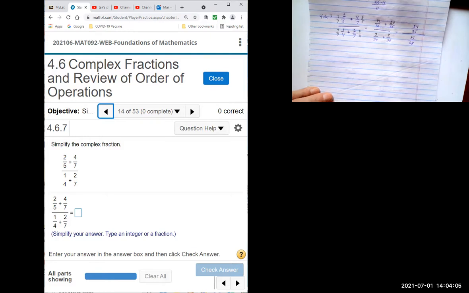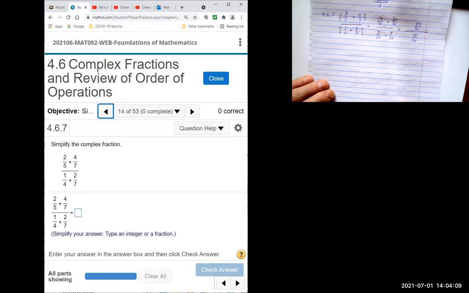We now have a single fraction divided by a single fraction, but this is still a complex fraction that we need to simplify. So we're going to take the numerator 34 35ths, change division to multiplication, and flip the denominator: 28 over 15. I'm not going to multiply right away. That will make some rather large numbers. I'm going to see if I can reduce first.